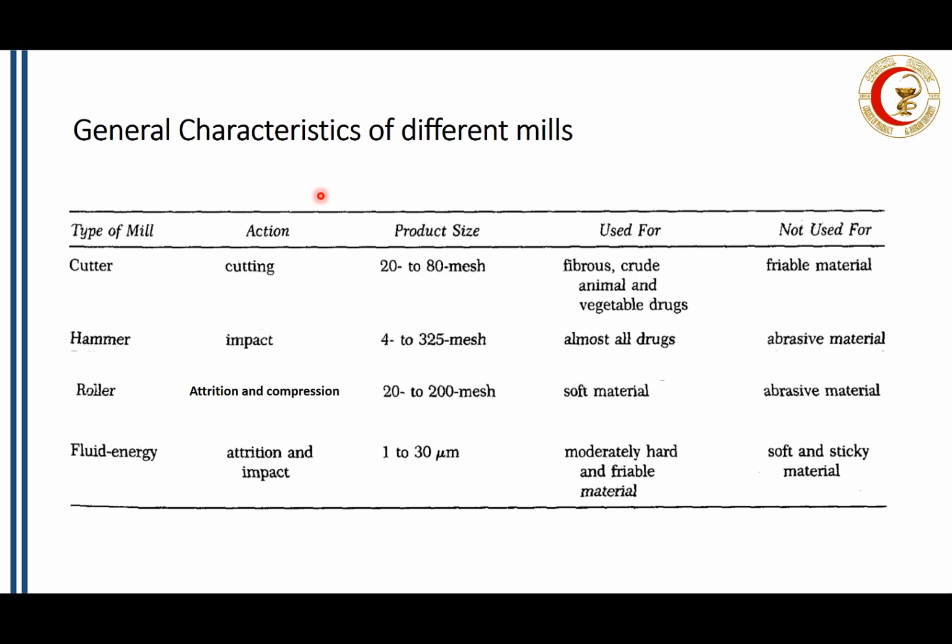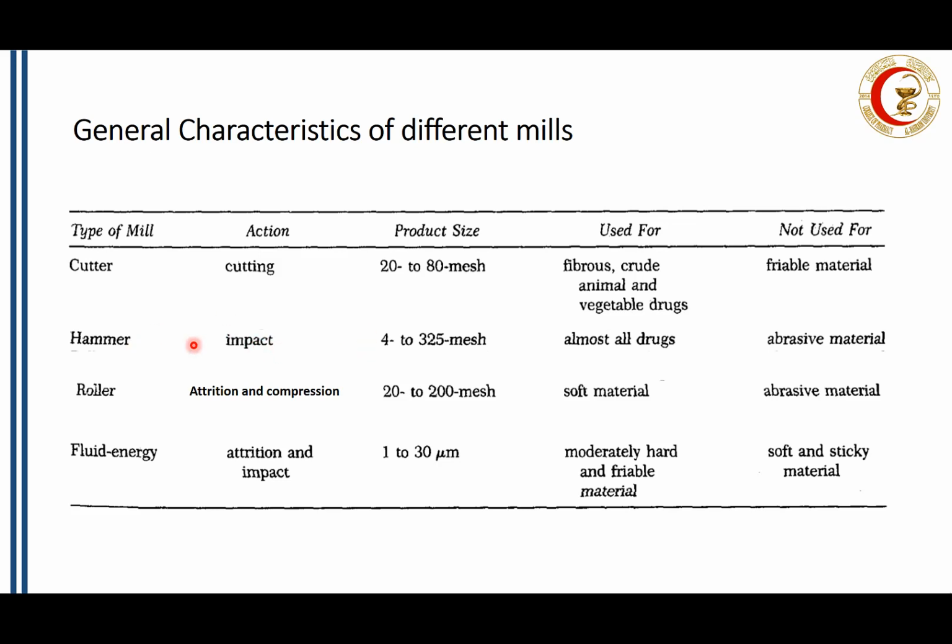Now, the general characteristics of different mills. We have the cutter and the action is cutting. This usually produces a product size between 20 to 80 mesh and can be used for fibrous, crude, animal and vegetable drugs, but cannot be used for friable material. Now the hammer uses the action of impact, as we said previously, the impact from the material being stationary and hit by the hammer, and the impact of the material moved by the hammer and projected into the walls of the grinding chamber.